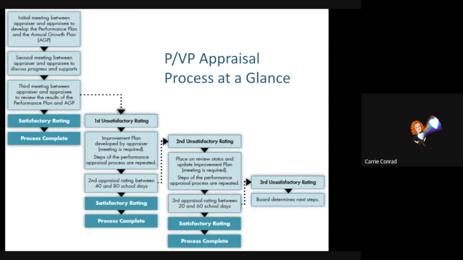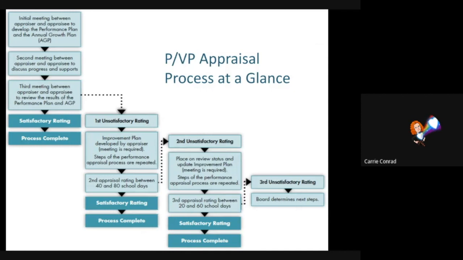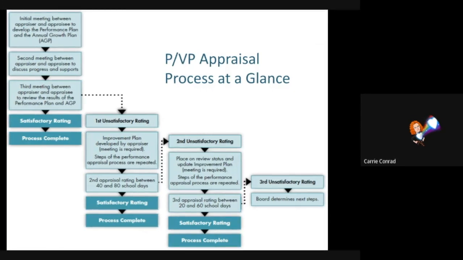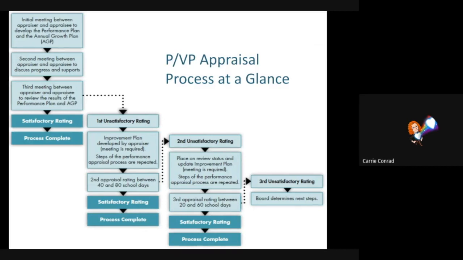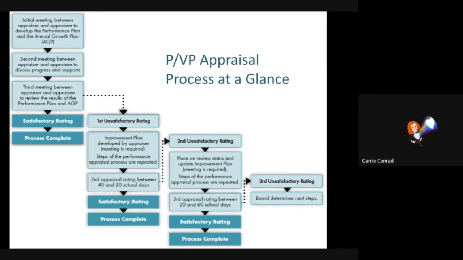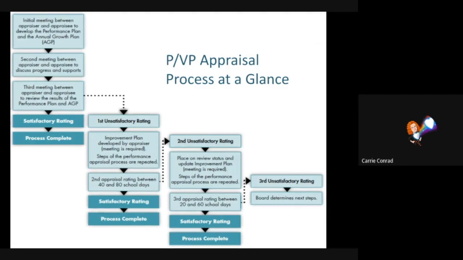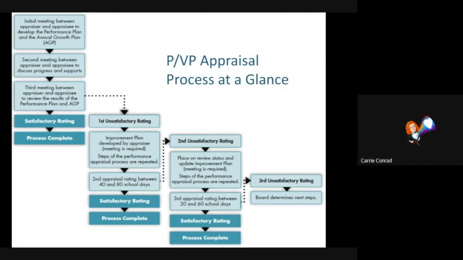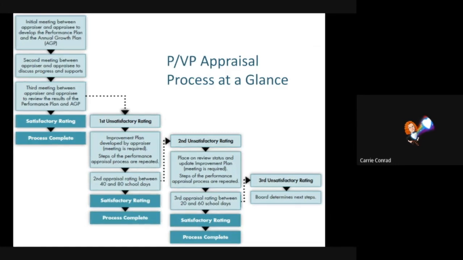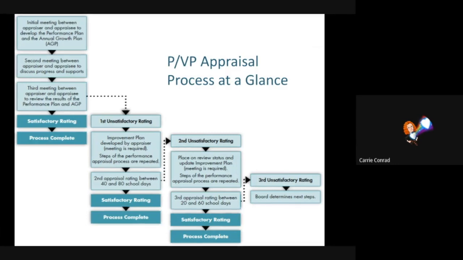However, sometimes there is still further development needed, and the person has to spend some more time focusing on the areas of concern, and an unsatisfactory rating is identified. At this point, similar to the TPA process, the individual is placed on review status, and the improvement plan is updated. And again, a meeting is required with the parties to review the updated improvement plan. And at this point, the expectations are fairly explicitly identified and what is required in order for the appraisee to be successful. Again, the same steps as the very beginning portion of the performance appraisal are repeated. So a meeting, a second meeting, and then the third appraisal rating, which occurs between 20 and 60 school days. The optimal result is a satisfactory rating, and the process is completed.